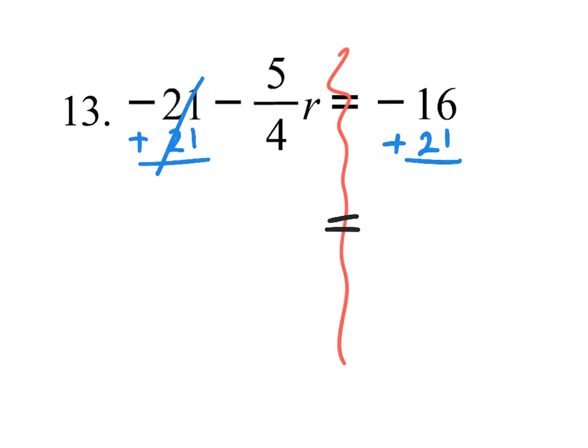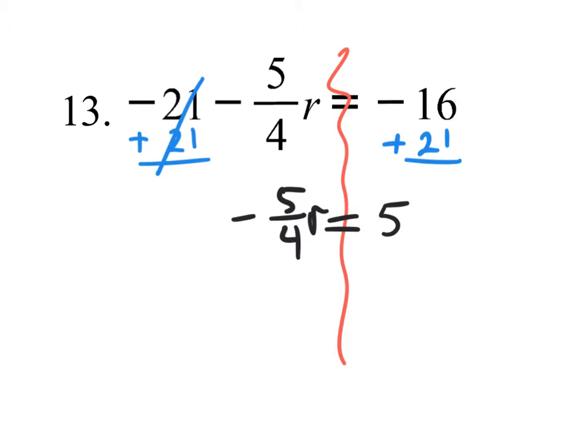Well, the equal sign is definitely right here. We have a negative 5 over 4 with an r right there on the left side of the equal sign. On the right side, we have 21 minus 16. So if you have $21 and you owe somebody $16, you could pay them off easily. You'll have $5 left. That's a positive 5.